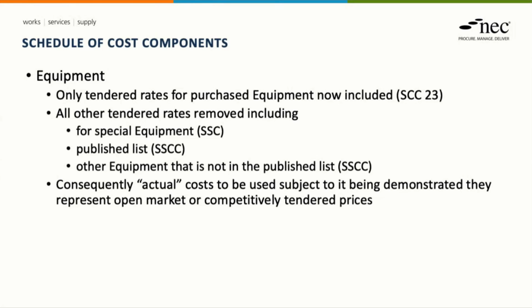Within the equipment section, so this is section 2 of the short schedule, most of the rates, the tendered rates, have been removed. A bit like people, the principle would then apply that we are going to use the actual costs for equipment when assessing compensation events. But as with people, the actual costs are predicated on being those costs that represent open market or competitively tendered prices.